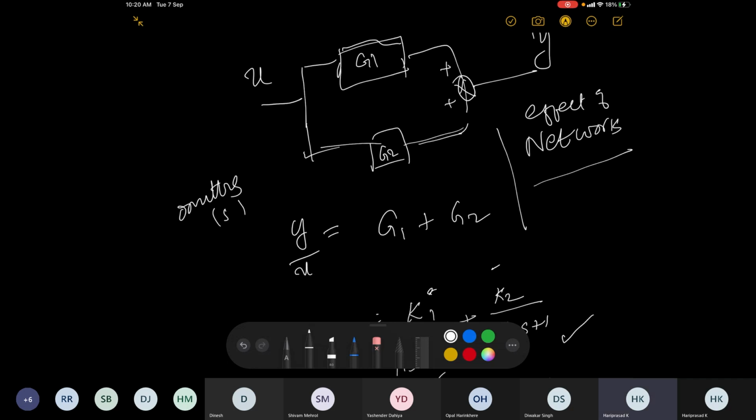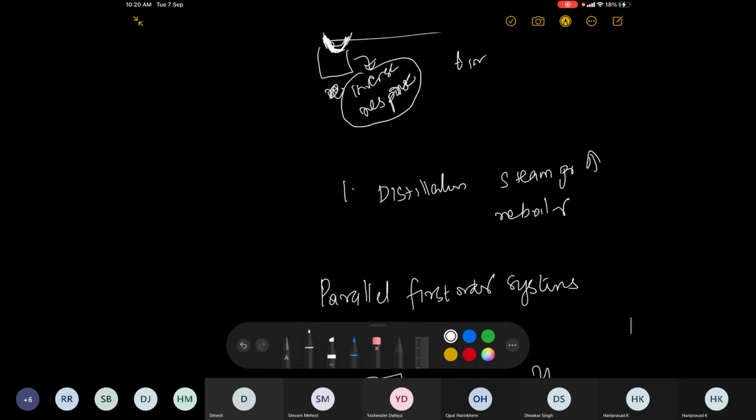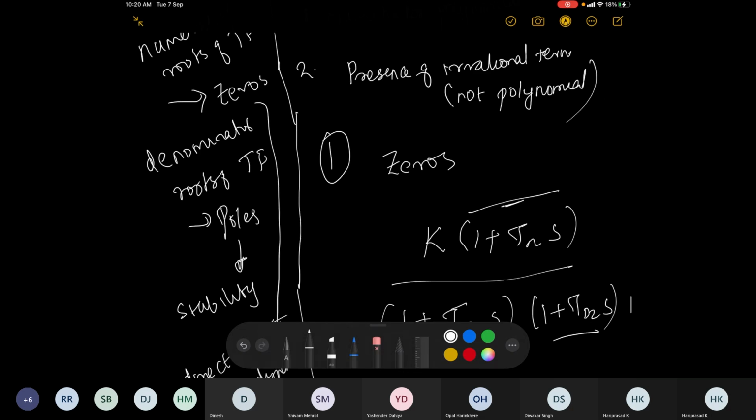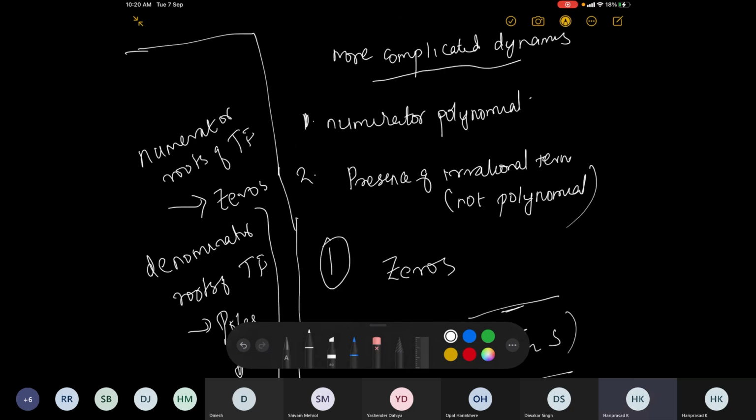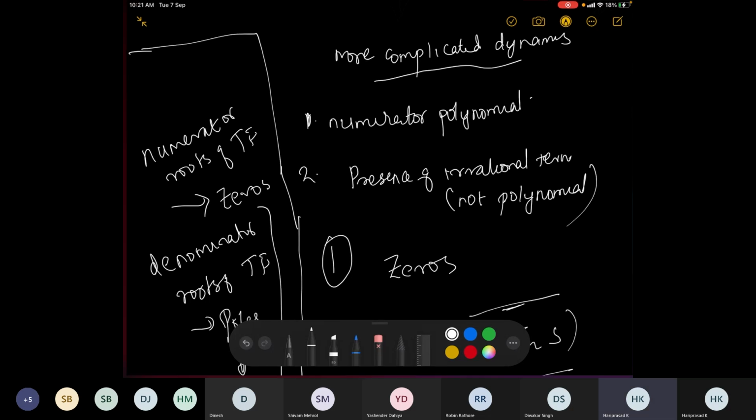So, any questions so far? This was one complicated dynamics that was unexpected. Any questions on this? Is this clear to all of you? Any questions? Okay, if there are no more questions, I am moving further ahead.